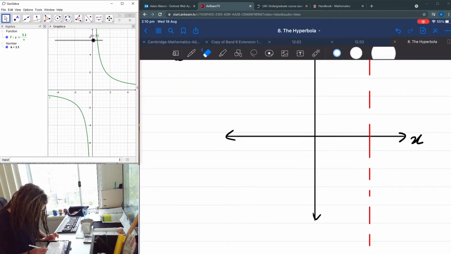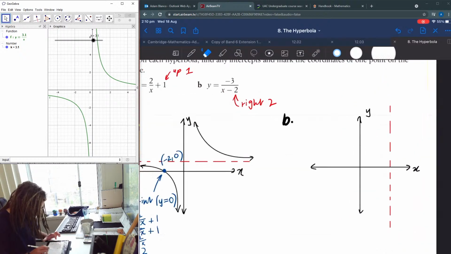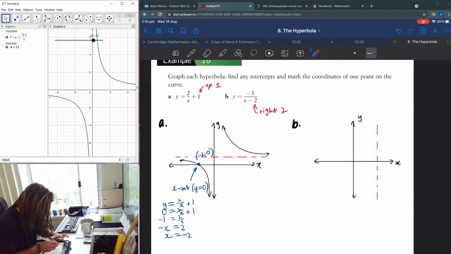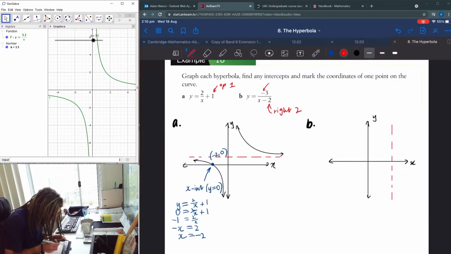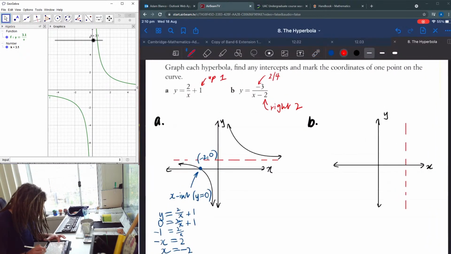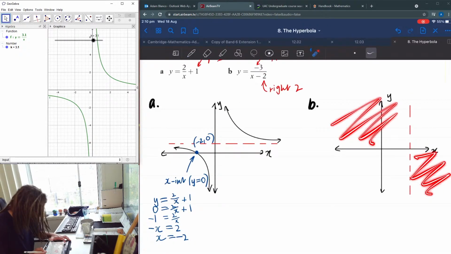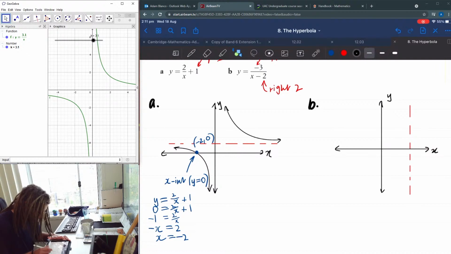Is that good enough? Okay, so that's my asymptote, probably too high. And then I just draw my hyperbola, avoiding the asymptote. Now, that minus tells me it's in the second and fourth quadrants. So it's the opposite of what I had before. That means I'm going to be in here and here. And I just draw my hyperbola like I would before. Like that, and like that.